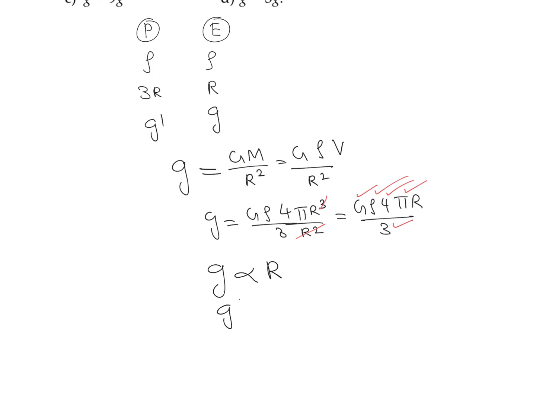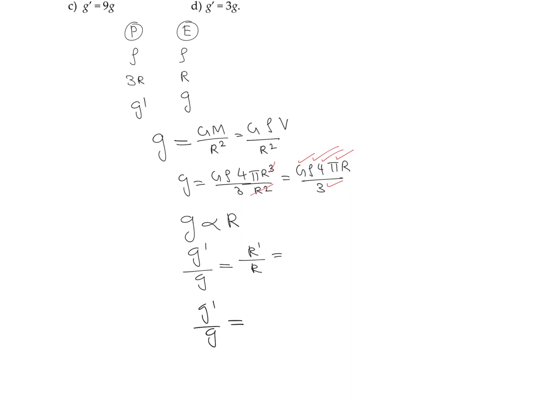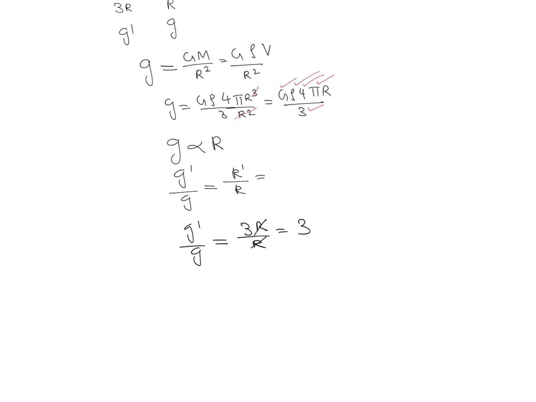So we can write g dash divided by g is equal to r dash divided by r, where g dash is the acceleration due to gravity on that planet and g is the acceleration due to gravity on Earth, and r dash is 3r, and the value of r is taken as r. So we can write this is equal to 3. So g dash is going to be 3 times g.